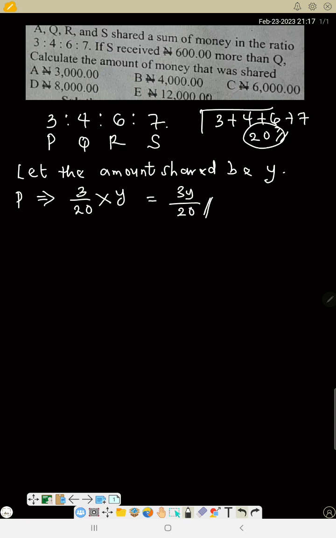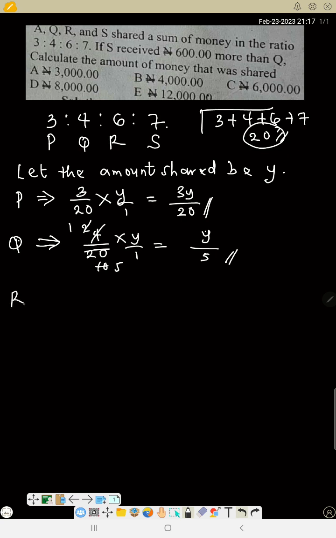Just take note that if the question did not give you the total amount, just represent it as any alphabet and use the normal procedure of sharing something in ratio. Add the ratios together. So now Q will receive 4/20 times Y. That will be 4Y over 20, which we can reduce: 2 into 4 is 2, 2 into 20 is 10, then 2 into 2 is 1, 2 into 10 is 5. So that is Y over 5.